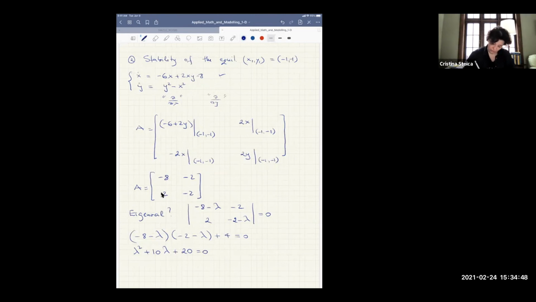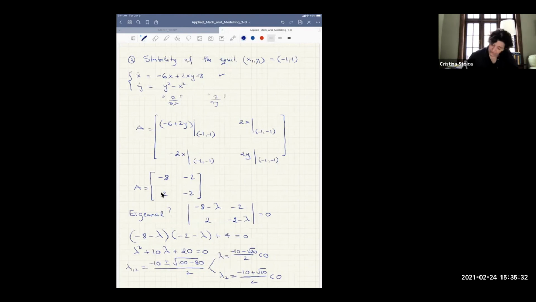No, it's good. So we have lambda 1, 2 equal to minus 10 plus or minus root of 100 minus 80, over 2. So lambda 1 is minus 10 minus root 20 over 2, which is negative. And lambda 2 is minus 10 plus root 20 over 2, and I think this is negative as well, because root 20 is in between 4 and 5, since 4 squared is 16 and 5 squared is 25. So there you go.